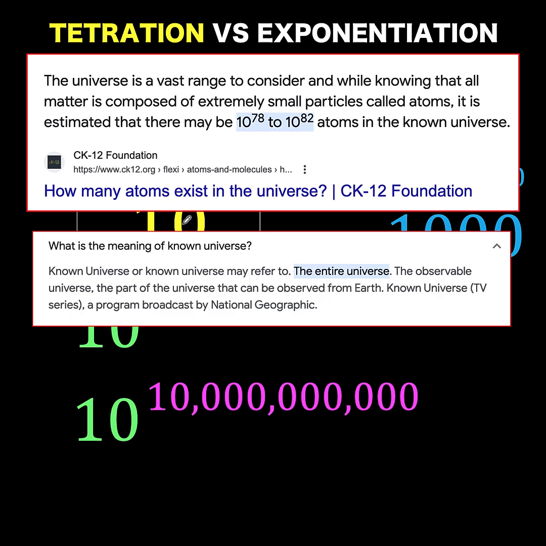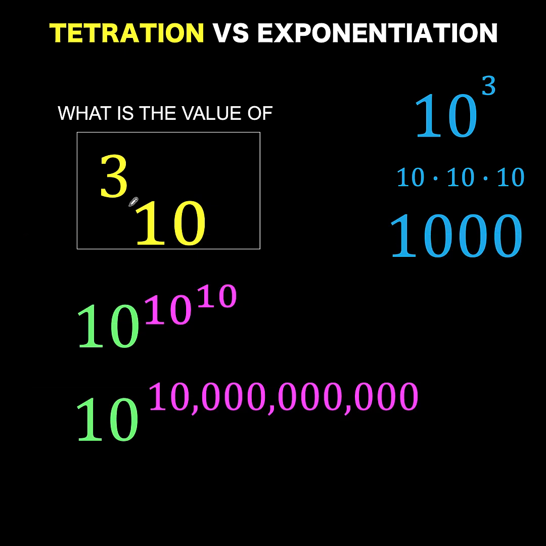The known universe refers to the observable universe, the part of the universe that can be observed from Earth. And that is just 10 raised to the 82nd. How much more if we have 10 raised to 10 billion? And this extremely large number can be written just as the third tetration of 10. Amazing mathematics.